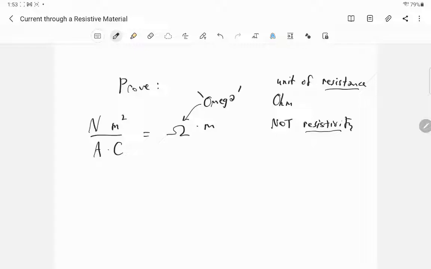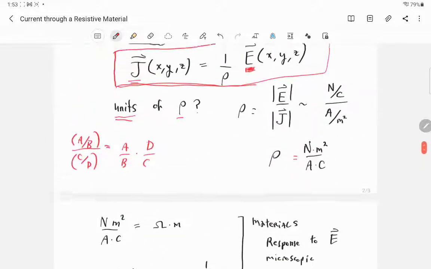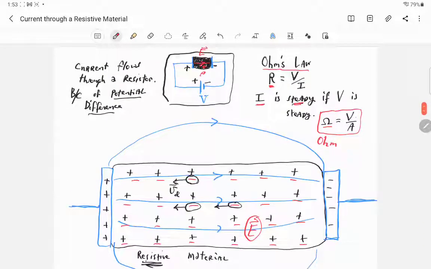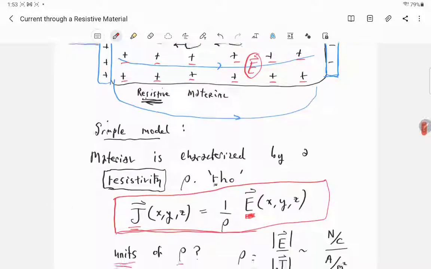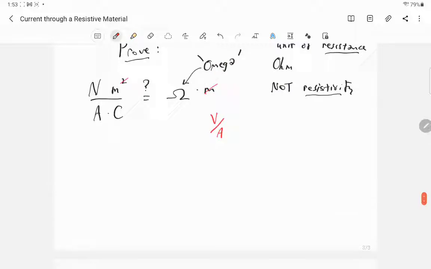Okay, so let's look at this. What I'm going to do is I want to prove this. So the question is, is this true? Is the ohm meter equal to the Newton meter squared per amp coulomb? I'm going to assume that it is. So what I'm going to do is divide both sides by the meter, and I've got the omega left. And omega, I know as the volt per amp. That's what I showed you up here. This is the definition of the ohm. It's the volt per amp.